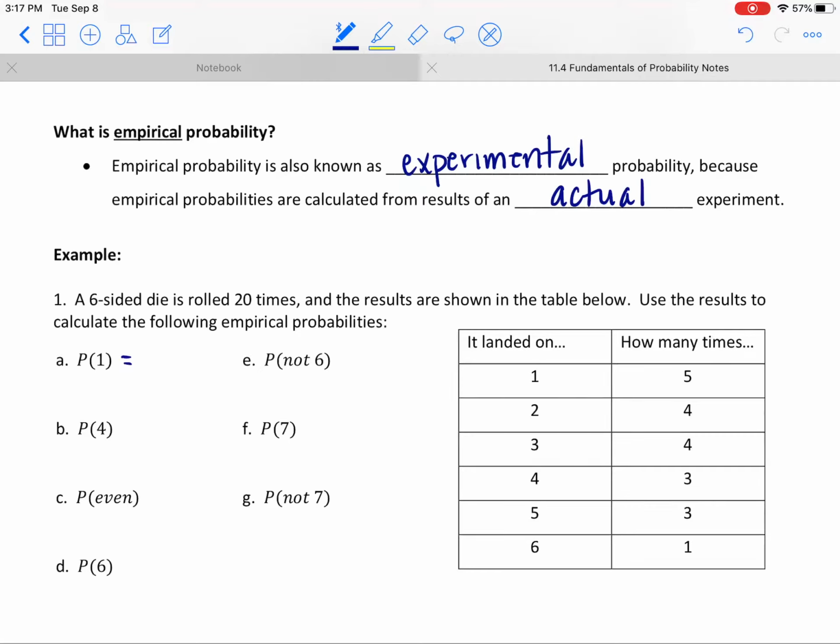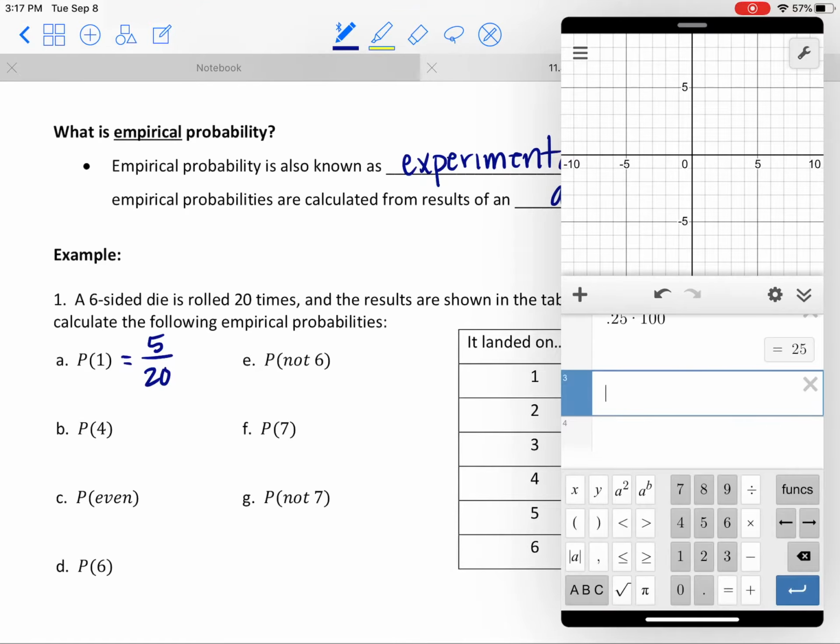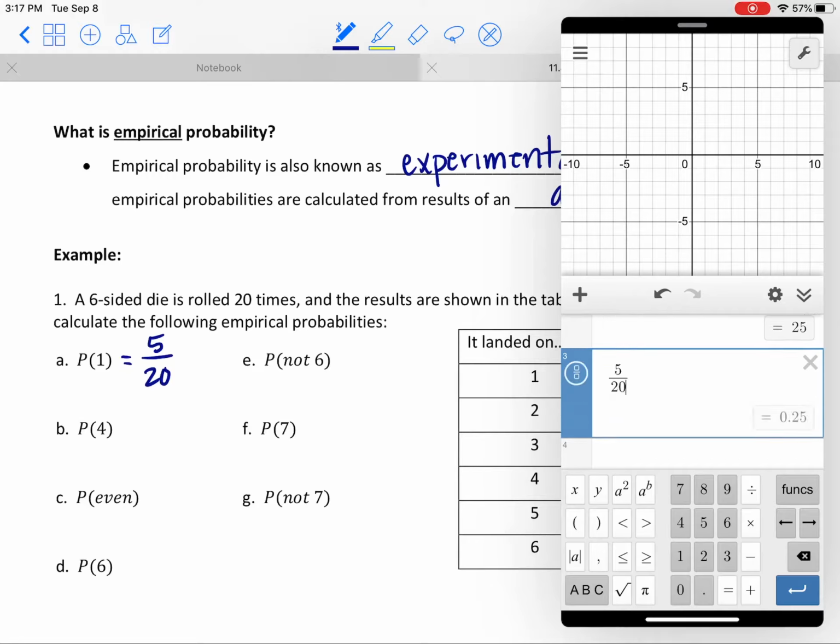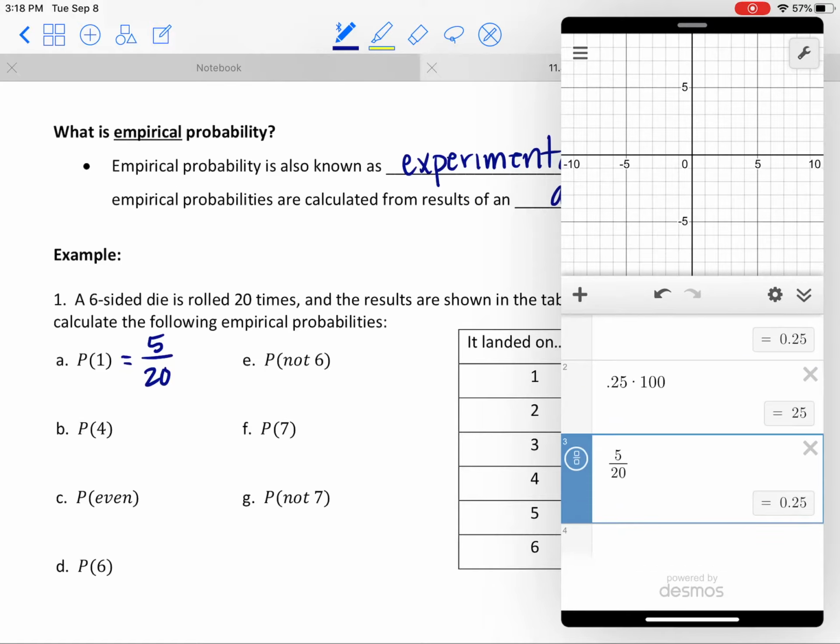Sorry. Okay, probability of landing on a 1. Well, in this scenario, we landed on a 1 5 times, and that was out of 20 times total. So we're going to say the probability of landing on a 1 was 5 times out of the 20 total. And 5 out of 20 would be an acceptable answer. Also, we could do the reduced fraction, which is 1/4.